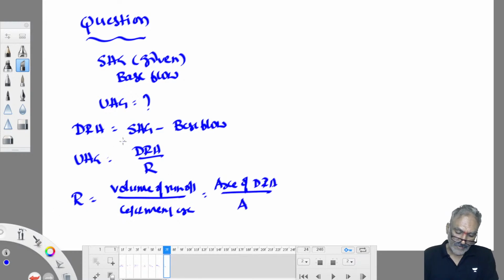So if you divide the direct runoff hydrograph ordinates by R, you will get the unit hydrograph ordinates. This is one type of question. Question type 1 it is.